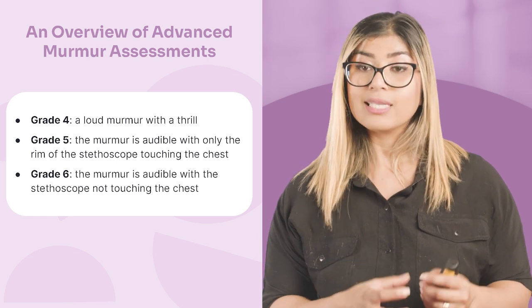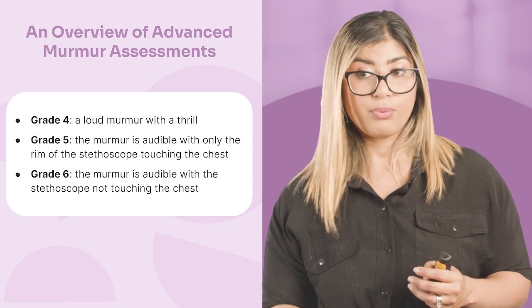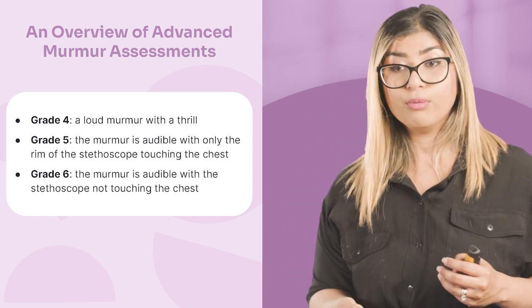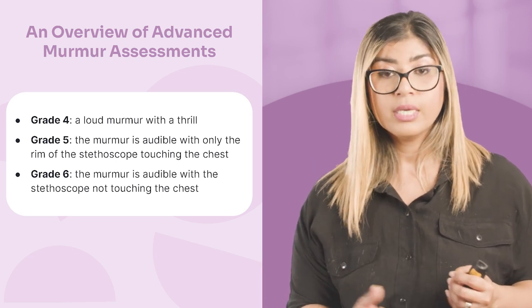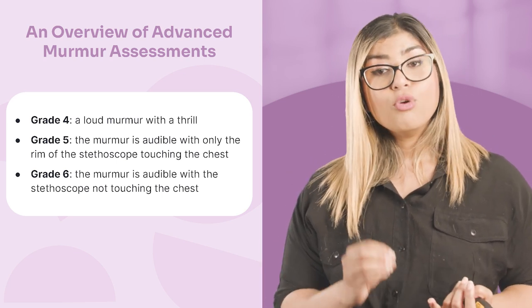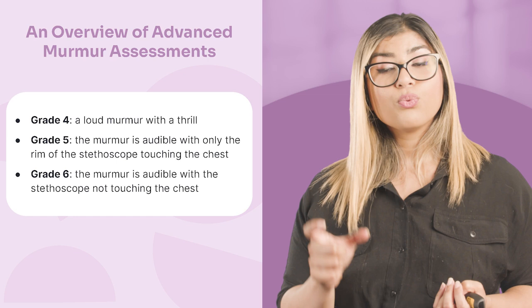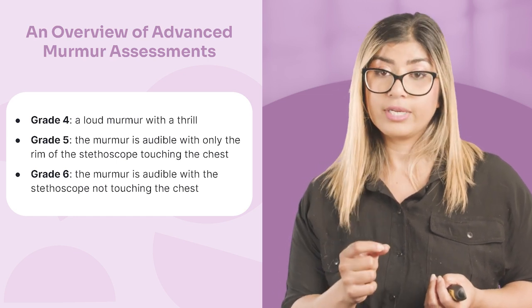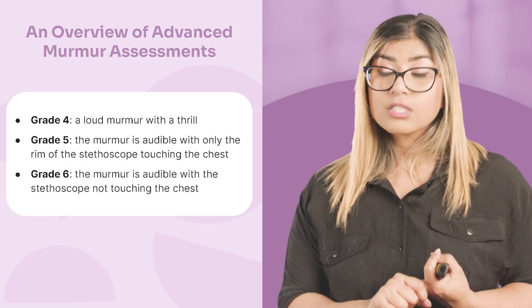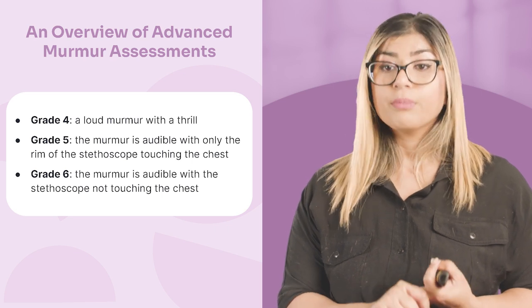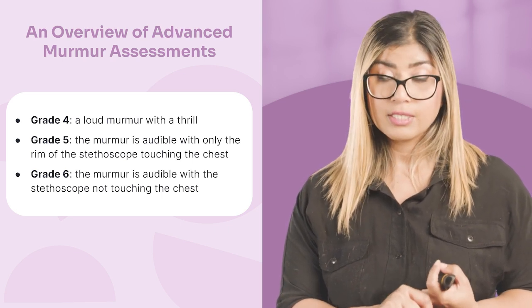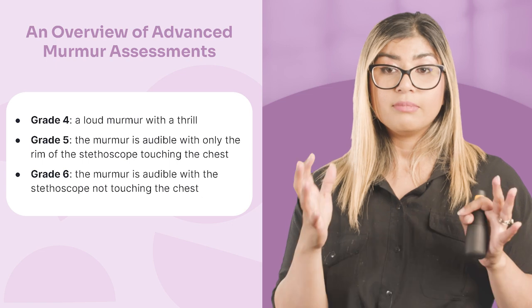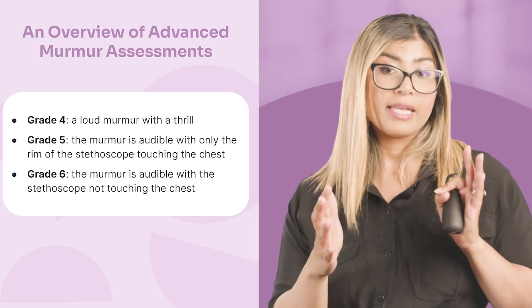Grade 4 is a loud murmur with a thrill. So grade 4 and higher murmurs will always possess a thrill. Grade 5, the murmur is audible with only the rim of the stethoscope touching the patient's chest. So it's pretty loud at this point. And grade 6, the murmur is audible with the stethoscope not touching the patient's chest. So very loud. We sometimes say that the patient's neighbour can hear that patient's murmur.